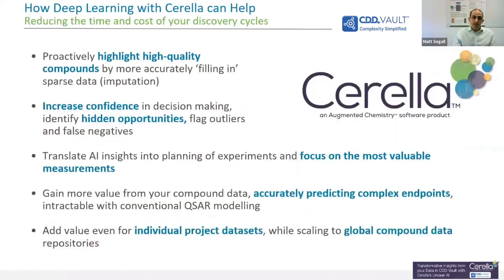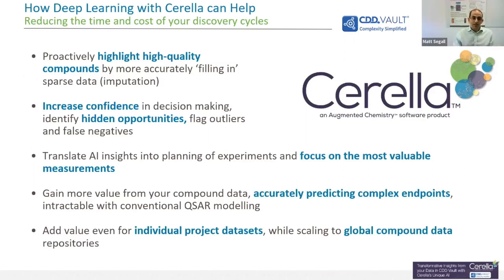And so in a nutshell, Barry, this is the way that Cerella can help. Obviously, it's about reducing the time and cost of drug discovery, for example, by proactively highlighting high quality compounds by filling in that sparse data. This is the process known as imputation.